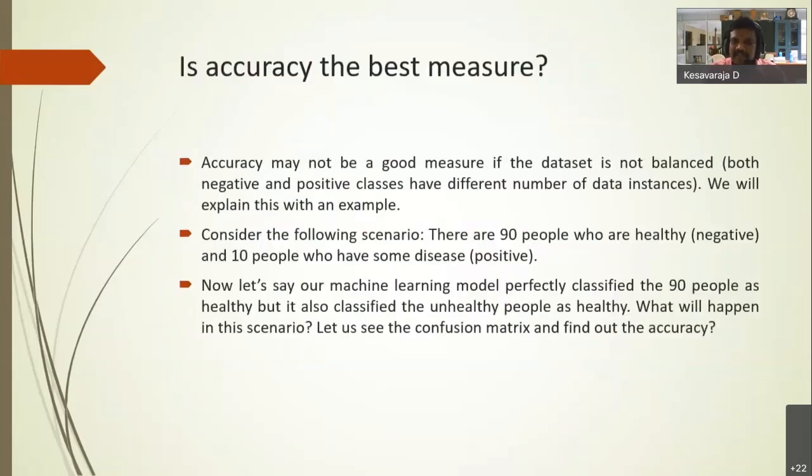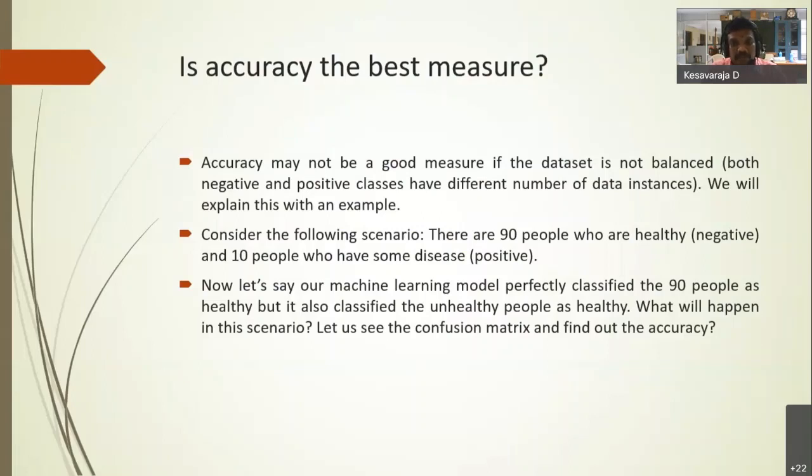If accuracy is the best measure for any kind of classification, accuracy is the best measure. I'm giving another example. Please listen carefully. Consider the following scenario. There are 90 people who are healthy. It's a negative. 10 people are having some disease.